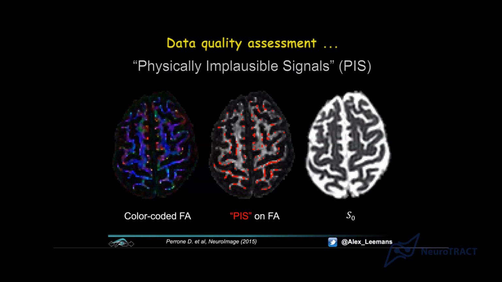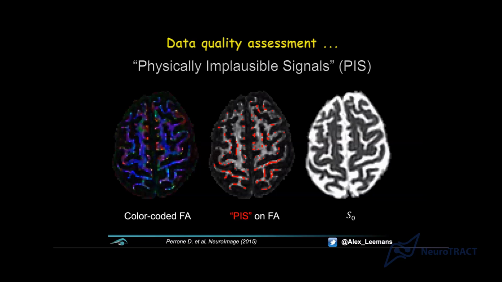Here's another example. On the left, color-encoded FA map, and then on the right, the non-diffusion weighted signal. And you can see a lot of these very dark regions near the CSF.